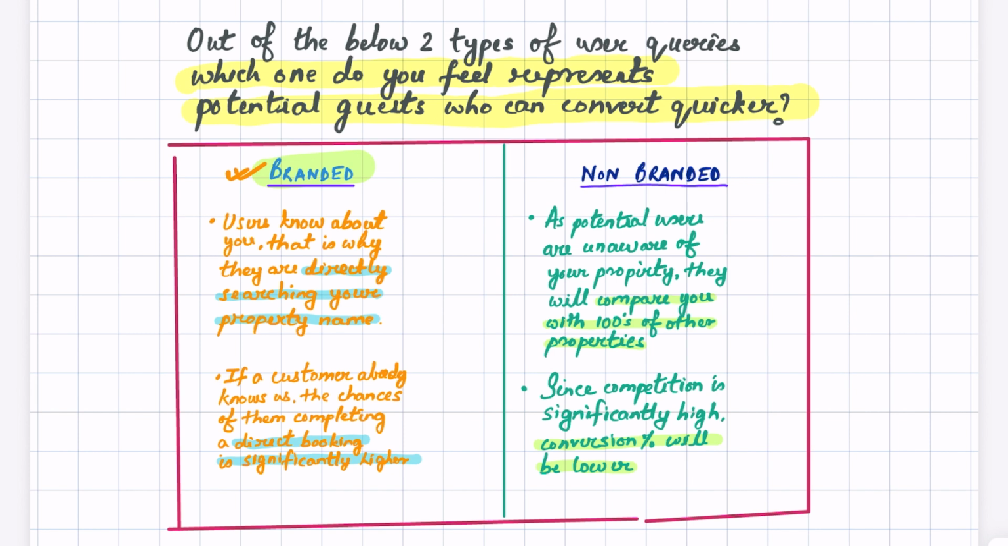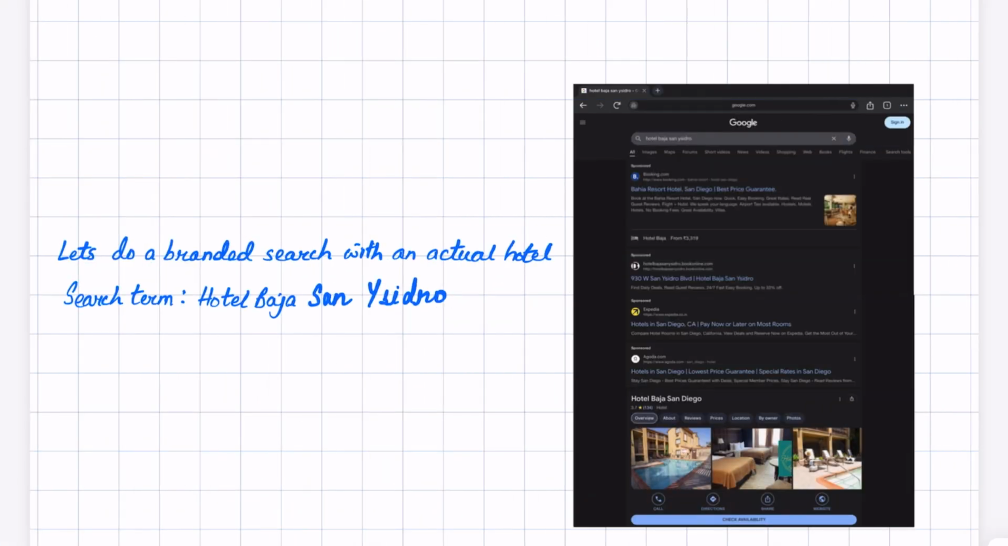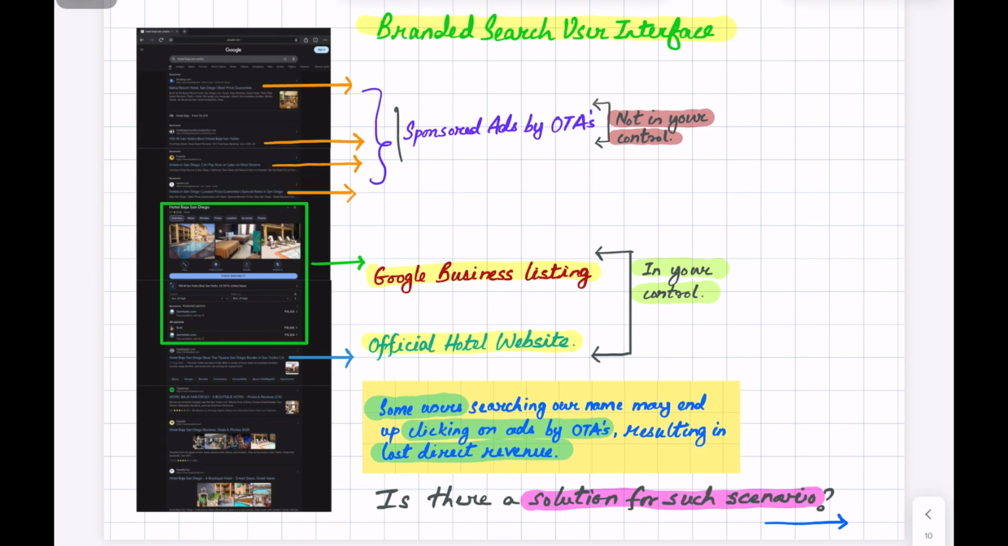Before we move forward, let us look at how Google shows the search result of a branded query. The branded query that we are considering right now is a search term like Hotel Baja San Isidro. As you can see, this is how the search experience looks when someone is searching a branded term. At the top of the page, you are seeing sponsored ads by different OTAs.